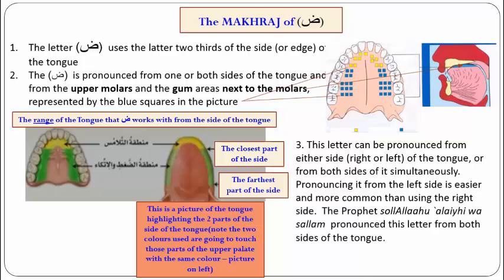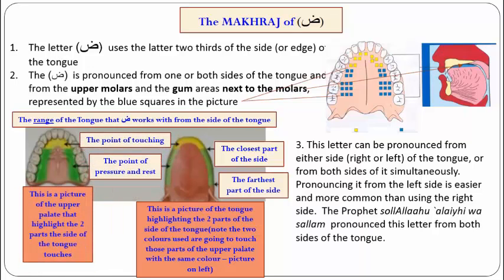Okay, the part in the green area is a point of pressure and rest. The part in the yellow area is the point of touching, right? The part in the green area is a point of pressure and rest.